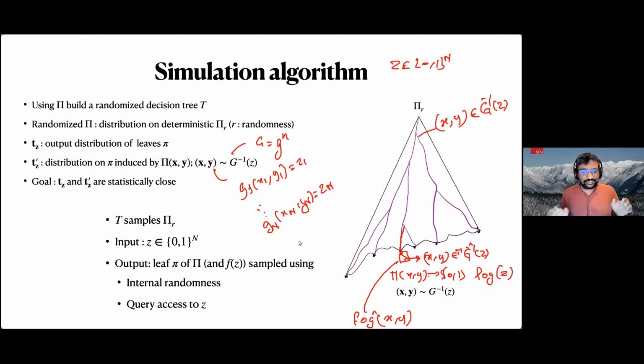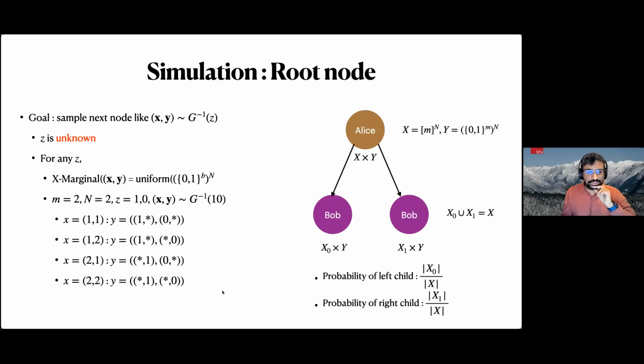This is where the special properties of the gadget that we use come into play. Let me give you some intuition by starting with the simplest node in the protocol. This is the root node, the first node in the protocol. Here I've taken the gadget to be the index gadget. So X is all strings of the form [M]^n, and Y is all strings of the form ({0,1}^M)^n.